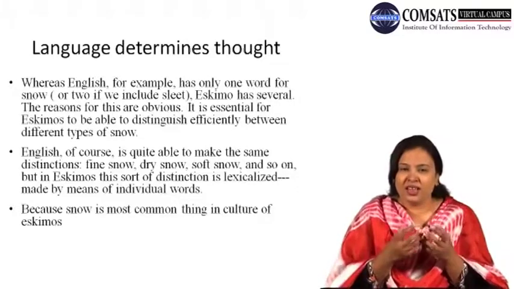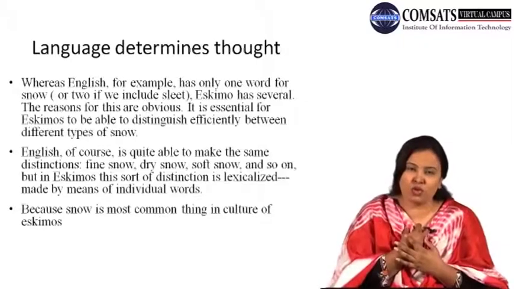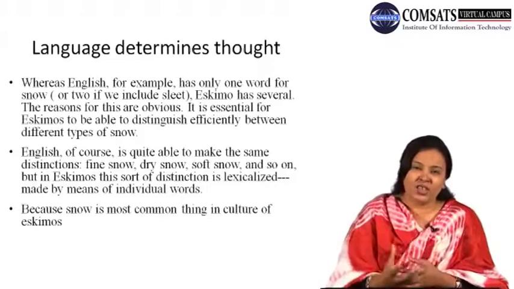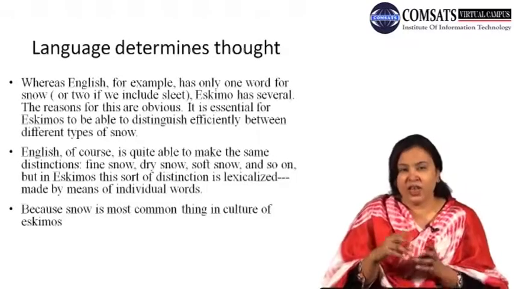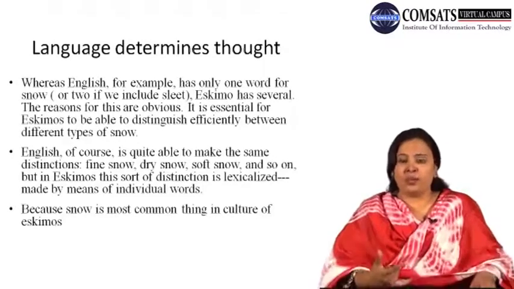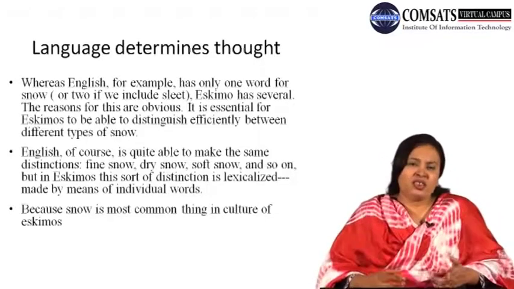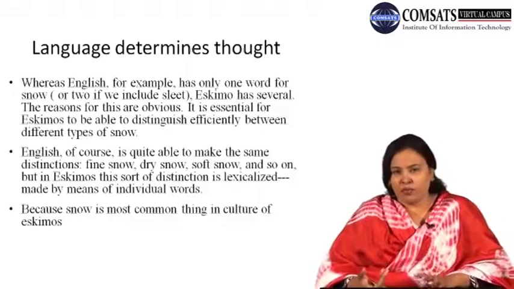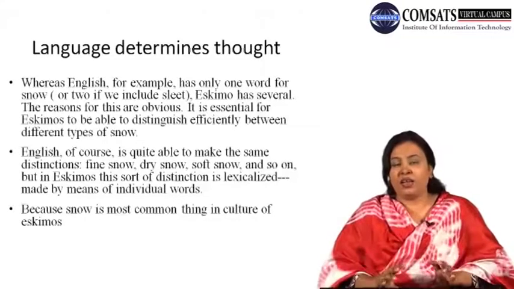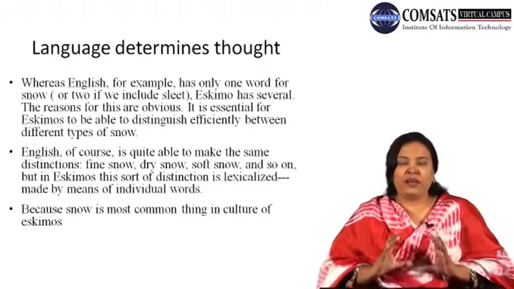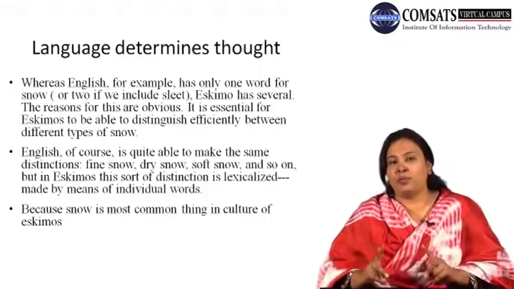So this way, because they have so many words for snow, it shows to me that they have concern with this word snow. And they can differentiate. They have very different words for every type of snow. For example, in English, we say it is dry snow, fine snow, soft snow. But Eskimos have a perfectly different lexical item for every type of snow.